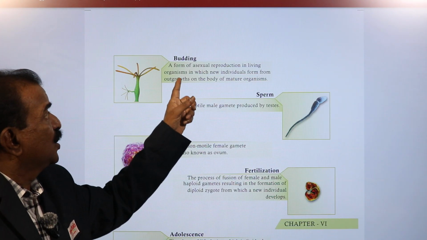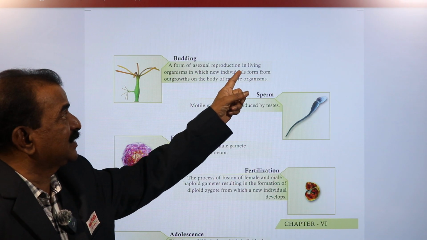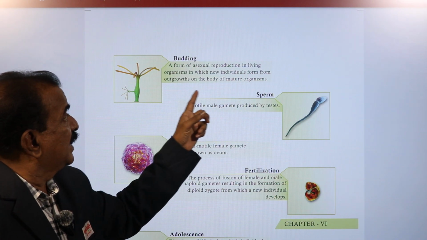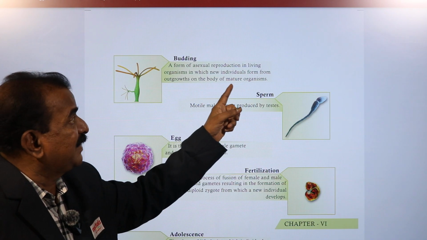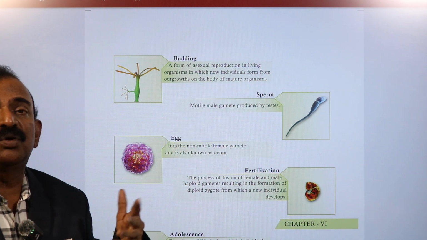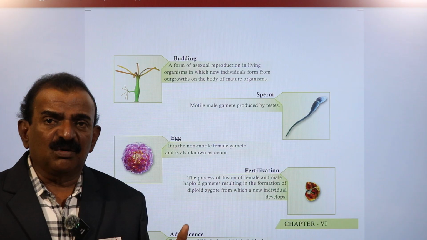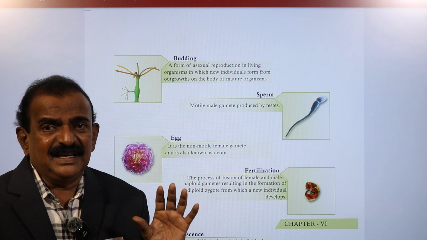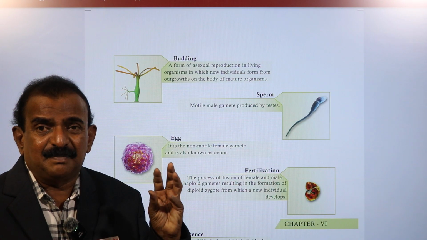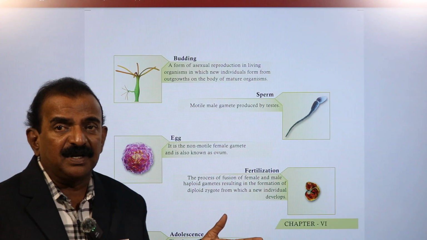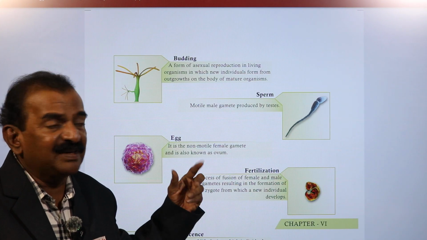This type of asexual reproduction, the formation of outgrowth buds, is called budding. It is a form of asexual reproduction in living organisms in which new individuals form as an outgrowth on the body of a mature organism. These outgrowths may separate and lead an independent life, and the formation of buds helps in giving new offspring, as in the case of hydra and yeast cells.